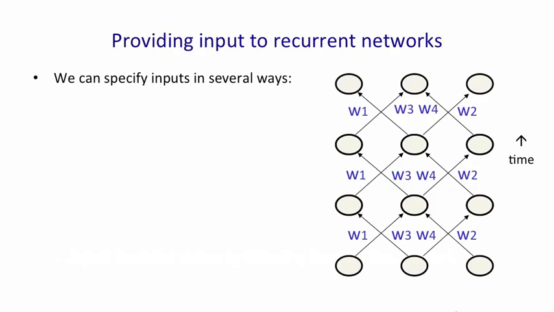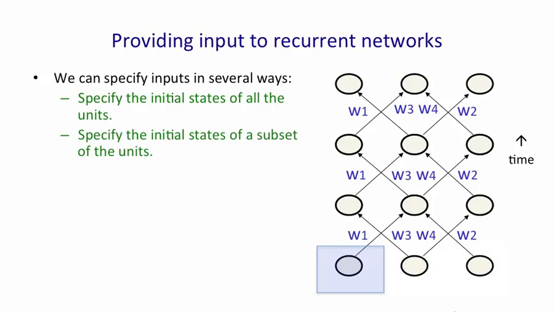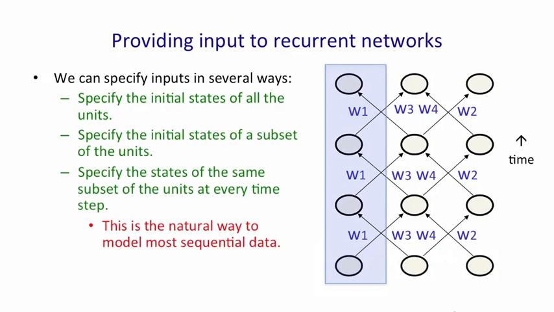There's many ways in which we can provide the input to a recurrent neural net. We could, for example, specify the initial state of all the units. That's the most natural thing to do when we think of a recurrent net like a feed-forward net with constrained weights. We could specify the initial state of just a subset of the units, or we could specify the states at every time step of a subset of the units. And that's probably the most natural way to input sequential data.